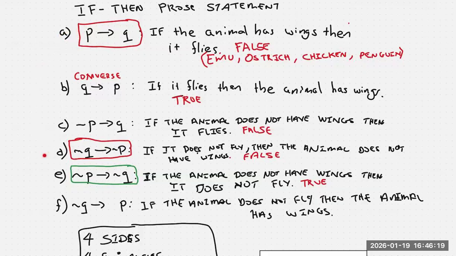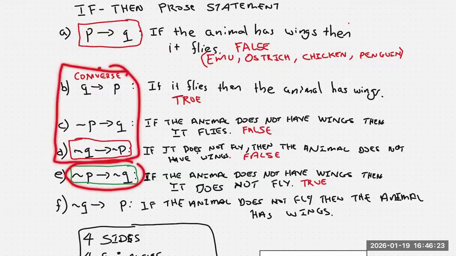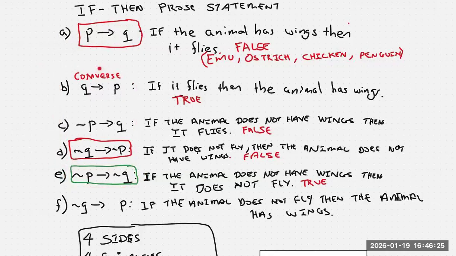This one's the contrapositive for one of these right here. A, B, C, or D? If it flies, then the animal has wings. So it would be B. Correct. If you flip around B, put the P in the front and negate both of them, you get E. So B is the contrapositive of E, and vice versa. E is the contrapositive of B as well. So you notice that B was true, so E had to be true as well.